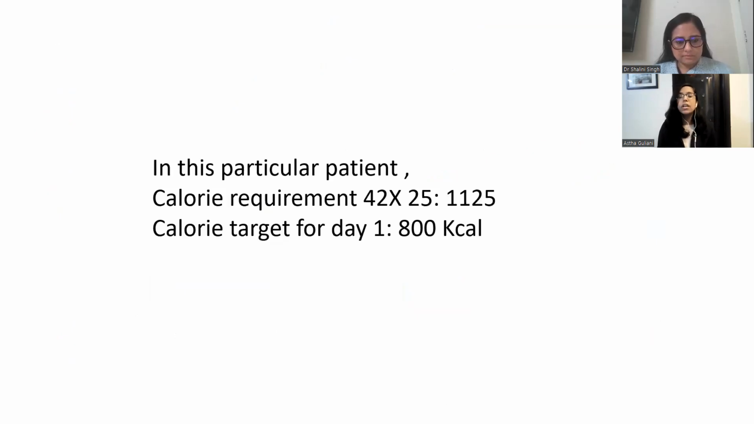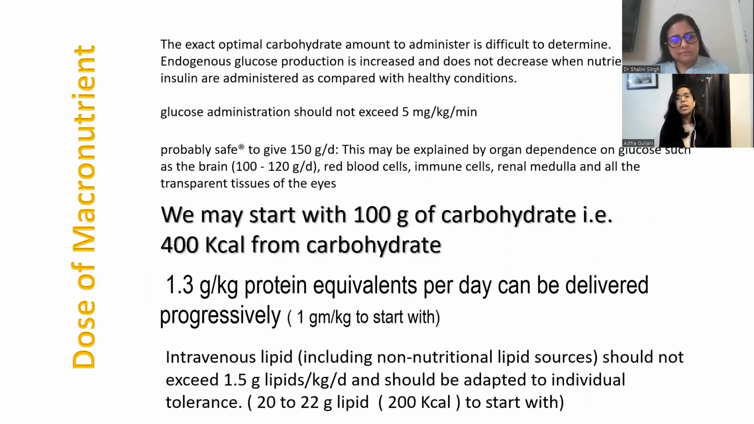For my patient, since her weight is 42 kg, her calorie requirement becomes 1,125. And for target for day one, as I said, we have to give hypocaloric nutrition. So it is 70% of 1125, that is 800 kilocalories. Now, how will I achieve this calorie requirement for my patient or for any other patient?